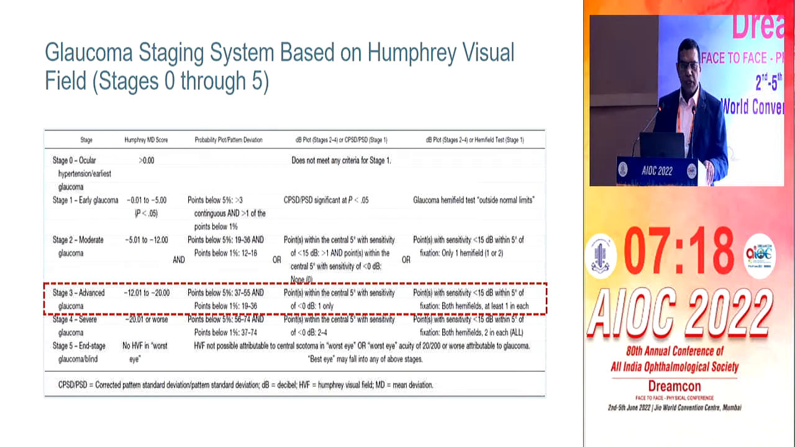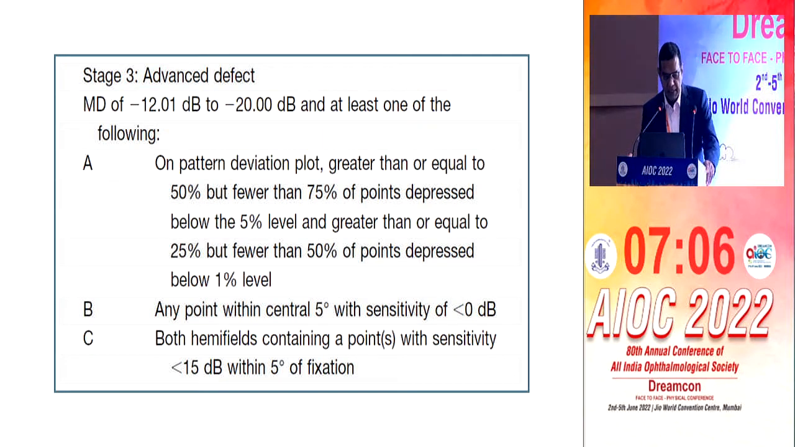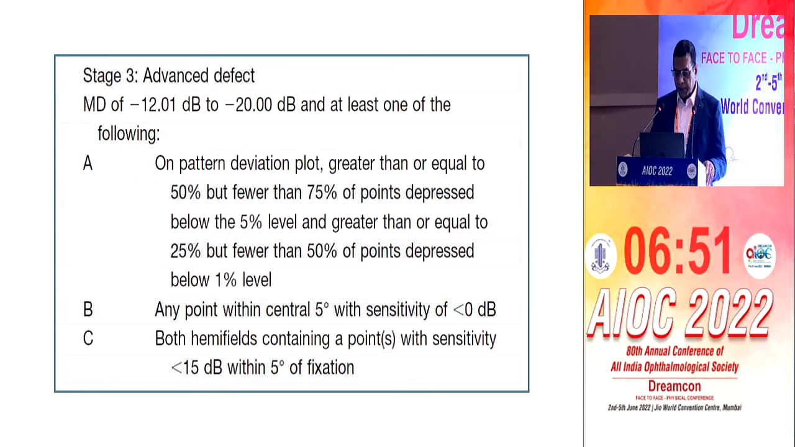As per the Humphrey's visual field analysis, when we go through the stages 0 to 5 from ocular hypertension to the end stage of glaucoma, we define advanced glaucoma as a mean deviation of less than 12 decibel to 20 decibel. Along with that, at least one of the following should be there on the pattern deviation plot: greater than or equal to 50%, but fewer than 75% of points depressed below the 5% level, and greater than or equal to 25%, but fewer than 50% of points depressed below the 1% level, or any points within the central 5 degree with sensitivity of 0 decibel. This is important.